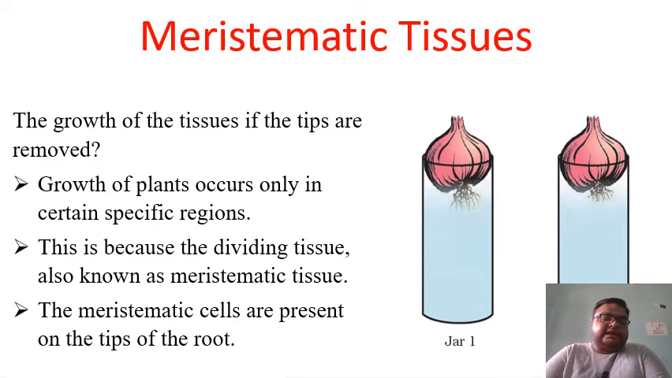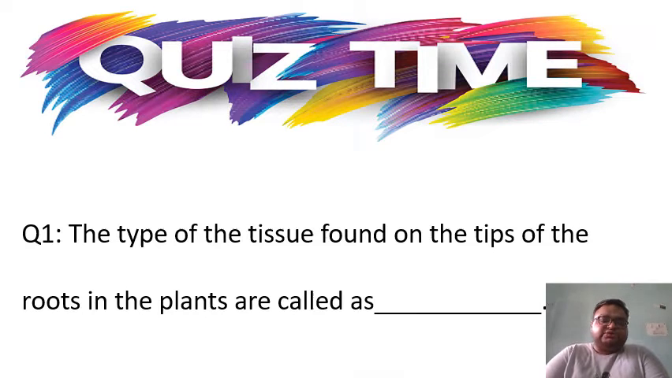So we can say that the growth of the plant occurs only in a certain specific region. The growth of the plant cells occurs only in a specific region, and you know the reason. The reason is that the dividing tissue, also known as the meristem, is present there, right? And in the case of onion roots, this meristem is present on the tip of the roots, right? Very good.